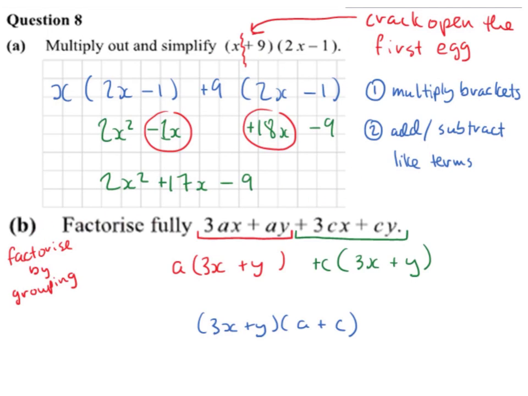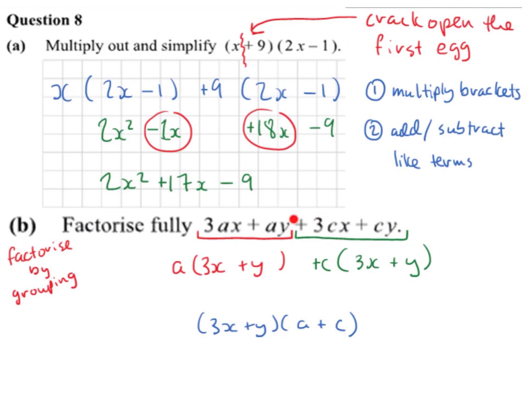Part B, factorize fully. Since we have 4 terms, we're going to factorize the first 2 terms and then factorize the second 2 terms. So what is common to 3ax and ay? Clearly there's an a common to both, so that comes outside the bracket. That's our highest common factor. A into 3ax, the a cancels and you just bring down the 3 and the x. And a into ay, the a's cancel, so you just bring down the plus y.